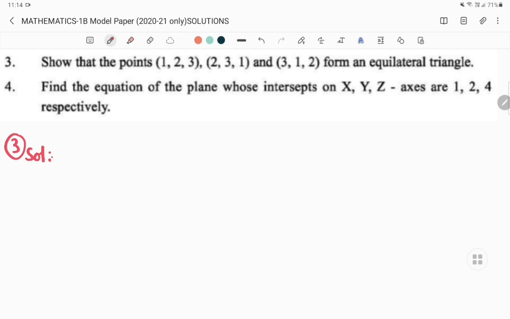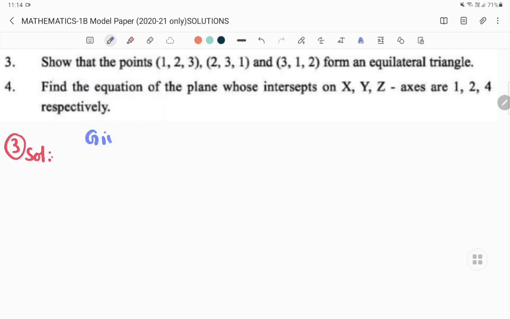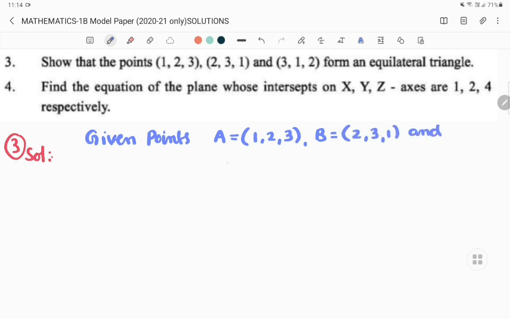Show that the points form an equilateral triangle. First step, given points, or given vertices. I am taking A, B, C as A equal to 1, 2, 3, B equal to 2, 3, 1, and C equal to 3, 1, 2. To form that equilateral triangle, we need to calculate the distances AB, BC, CA.